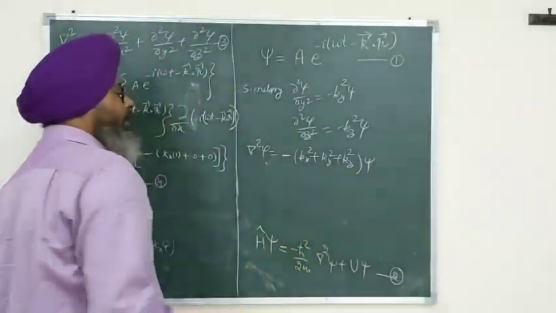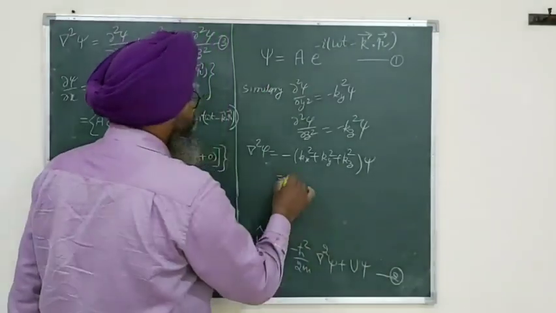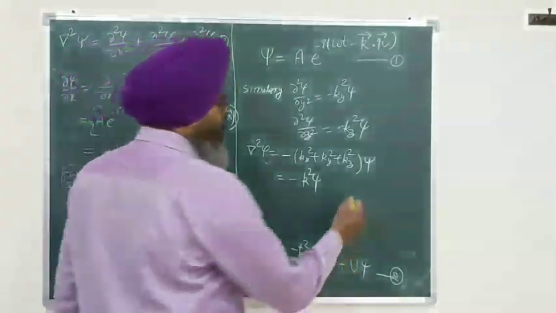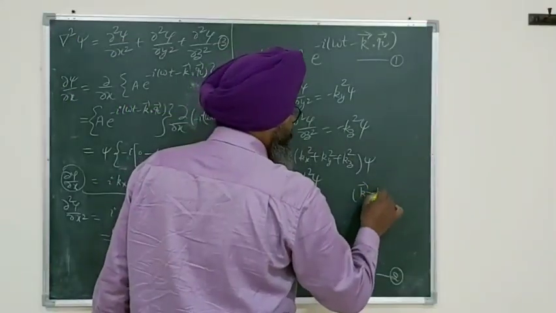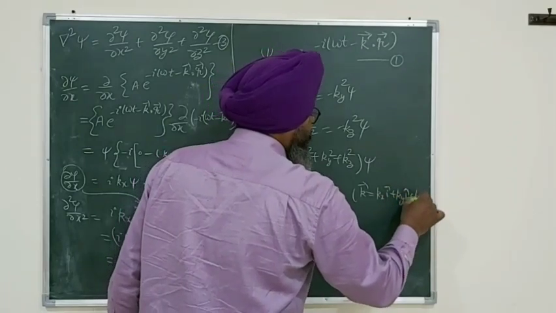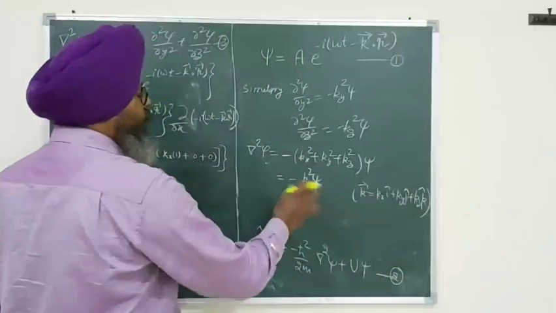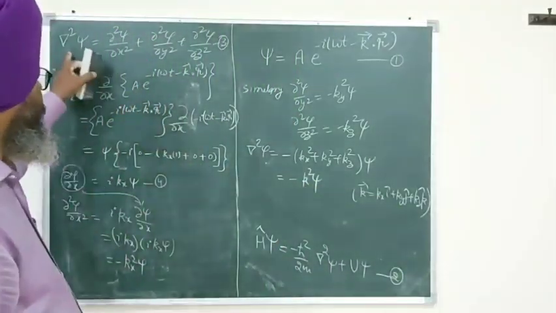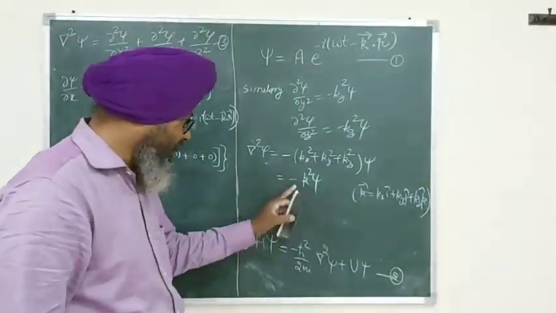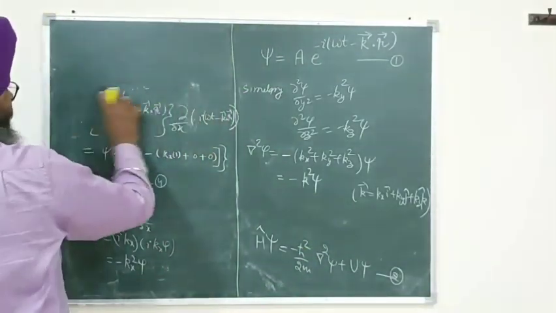Now look, it is very easy to understand that kx square plus ky square plus kz square will be nothing but k square, that will be k square into psi. Why? Because we know that k vector is equal to kx i plus ky j plus kz k. So in that sense, k vector magnitude square will be this. So I have solved del square psi is equal to minus k square psi. Now I can put this del square psi value into equation 2. So let us see what shall we get.